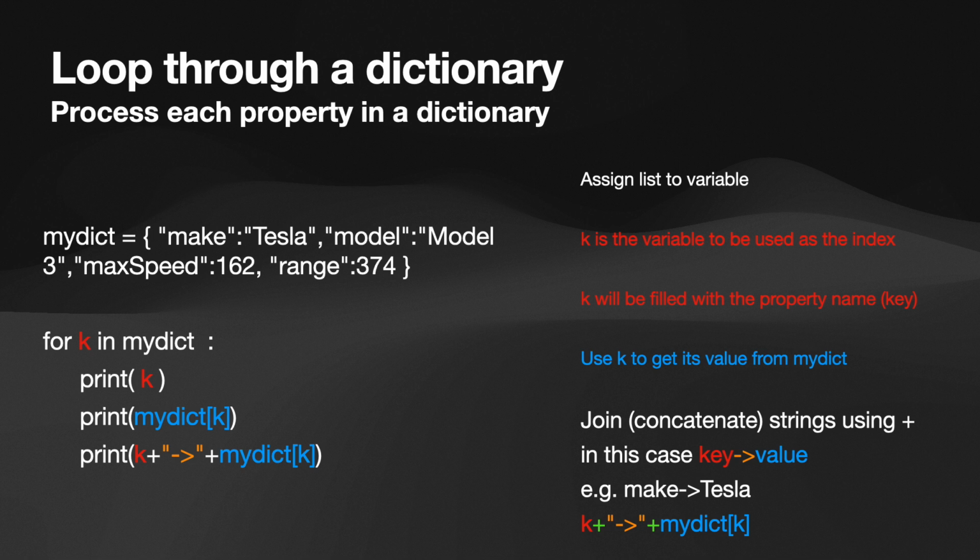So for the first time round, it will go make, which is print K. Print myDict_k would be Tesla. Print K plus arrow plus myDict_k would be make, arrow, Tesla. Then it will go round. The next one is model. So print K is model, print myDict_k is model 3, print K plus arrow and so on will be model, arrow, model 3. And it will go through all four of those properties.